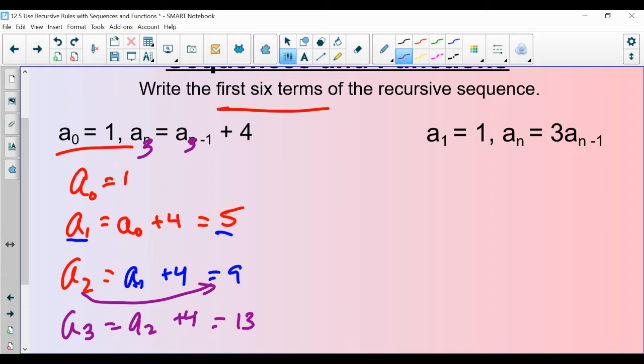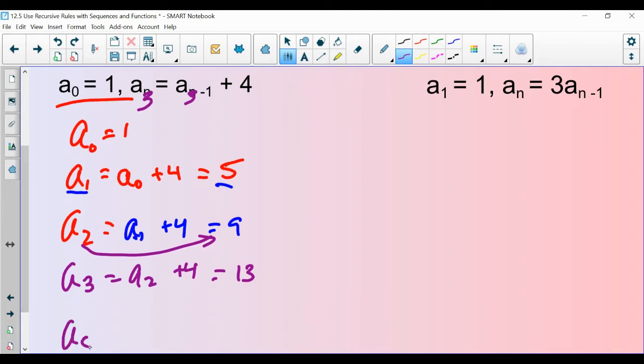We could use this pattern forever, and we could keep doing this. But if I wanted to know a sub 50, that becomes pretty tricky, because a sub 50 is a sub 49 plus 4. Well, what's a sub 49? I don't know. I have to build my way all the way up to a sub 49.